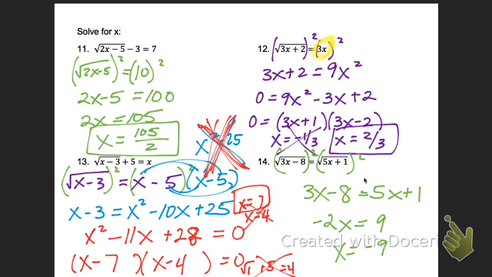So x equals negative 9 over 2. But does it work? Yes, it does. I was testing. What if we only get one answer? If you just get one answer, you don't have to check it. It's only when you get multiple answers.